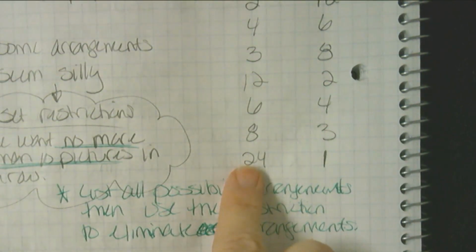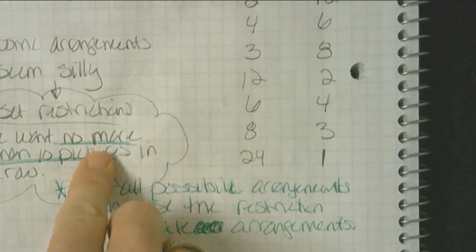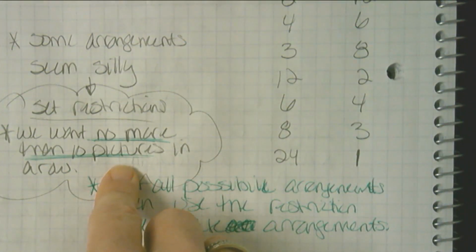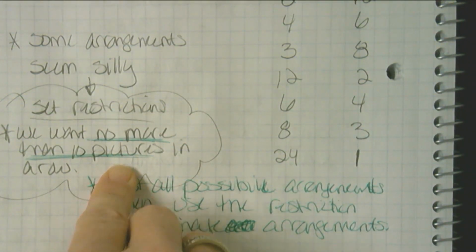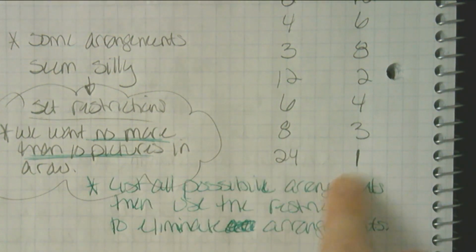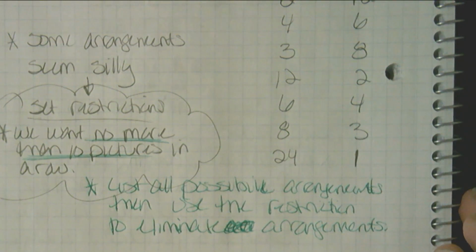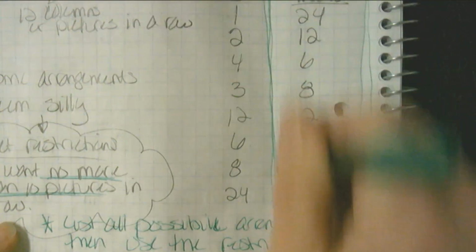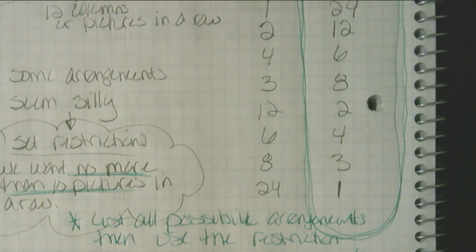Are you telling me that 24 rows and one picture in a row doesn't meet it? This is one picture in a row. We want no more than 10 pictures in a row, so we want everything less than 10. Put your hands down. We want no more than 10 pictures in a row, not no more than 10 rows. If we want no more than 10 pictures in a row, this is the column that we're looking at. Not that we can't have more than 10 rows. We can't have more than 10 pictures in a row.